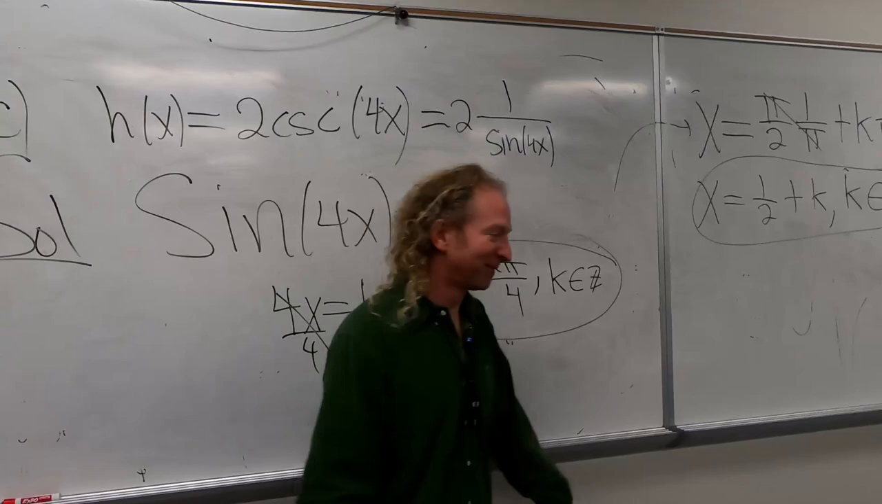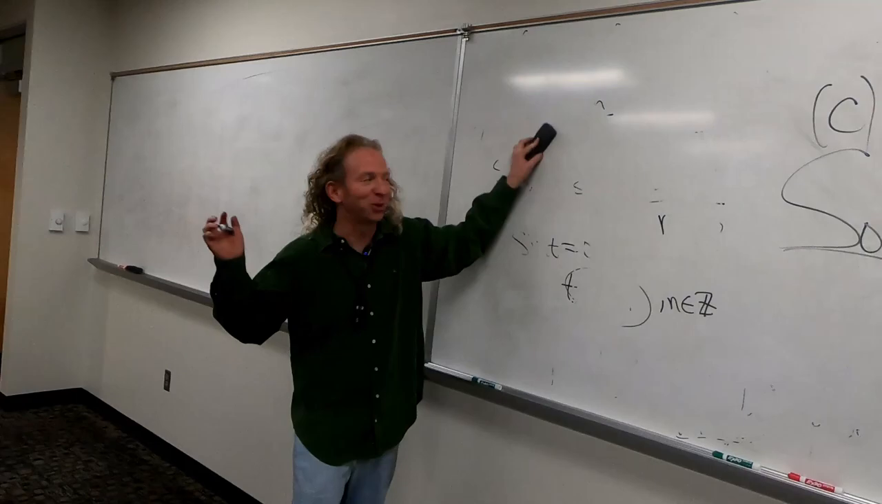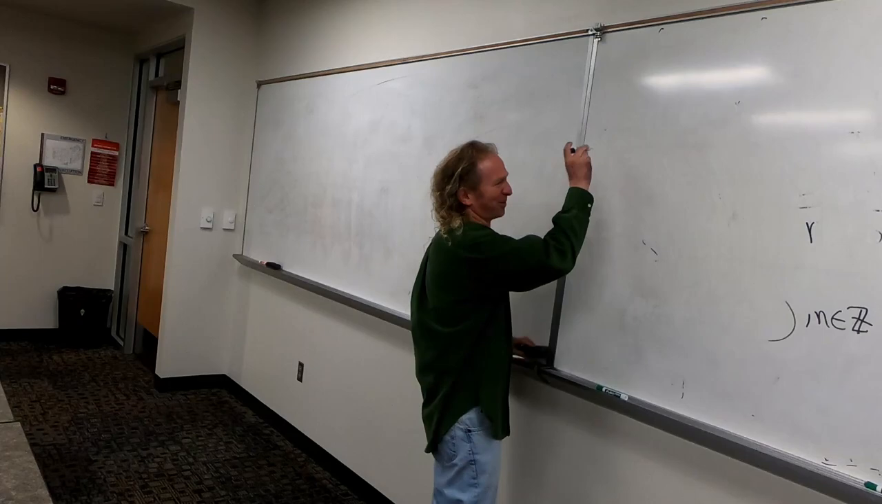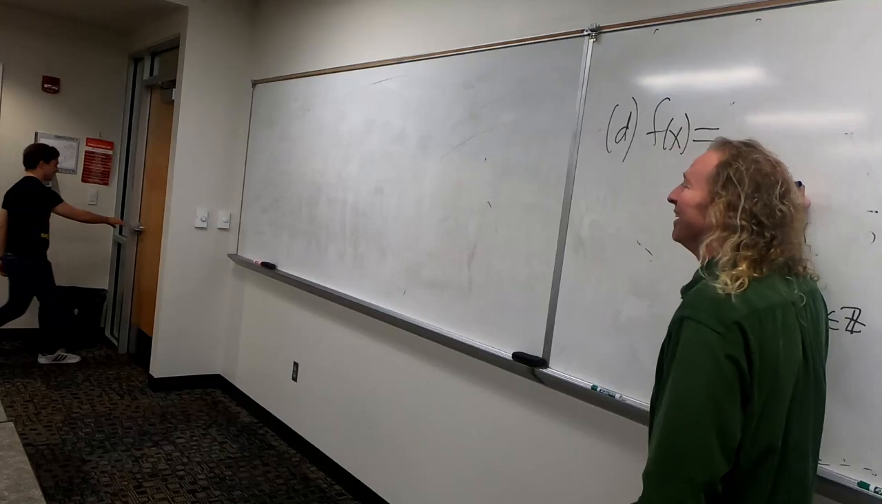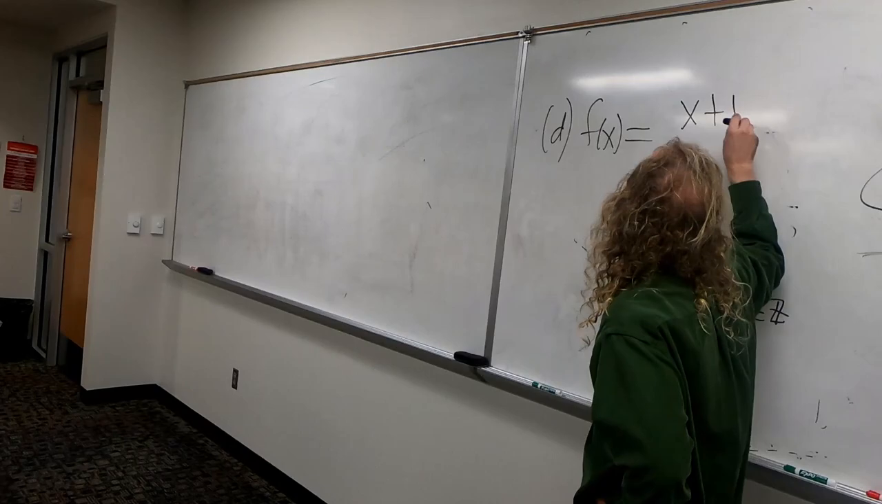Let's do another one. Just one more. D. You've already done this, by the way. Oh, I thought you had a question. No, it's okay. Do you have to leave? Sorry. That's fine. What did he say? Oh, that's great. X squared plus 4x plus 5.